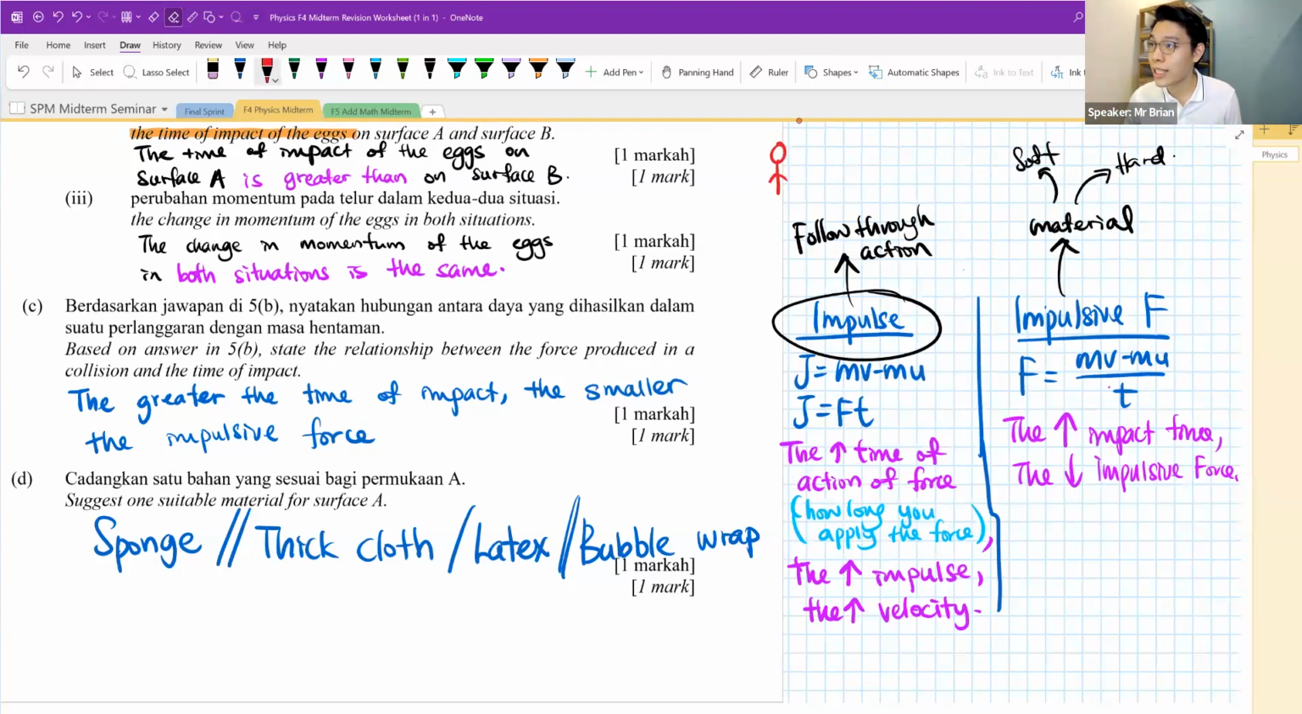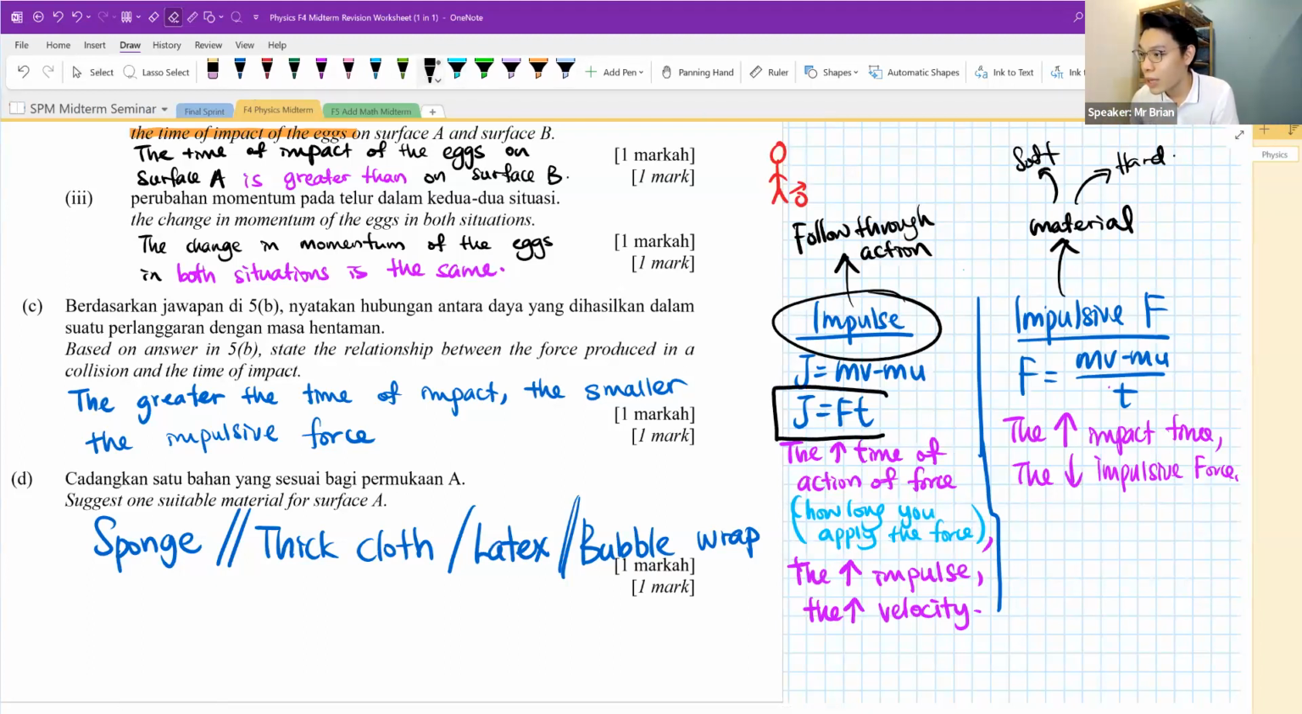Remember at the start of the session today, we talked about kicking the ball. If you kick the ball, everything you do is the same, except that you follow through with the ball. That means you let your foot touch the ball and follow through. When you follow through, you increase how long you apply the force. You apply the force for a longer time on the ball.